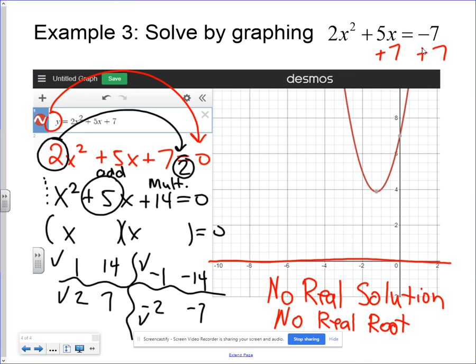So we're going to learn how to solve this. There's other methods that we're going to be learning. One you're probably pretty familiar with from Algebra 1 is called the quadratic formula. So that's what we're going to be doing after Thanksgiving break. So again, the solution to this is there is no real solution. Or you can say there is no real root.